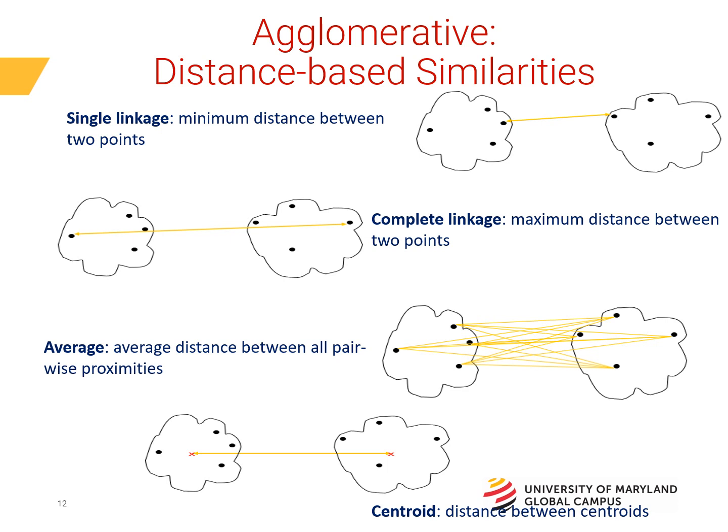In conclusion, the distance-based similarities used in agglomerative clustering, namely single linkage, complete linkage, average linkage, and centered linkage, offer diverse perspectives on measuring the proximity between clusters. Each approach has its own merits and limitations, influencing the shape, compactness, and interpretability of the resulting clusters.